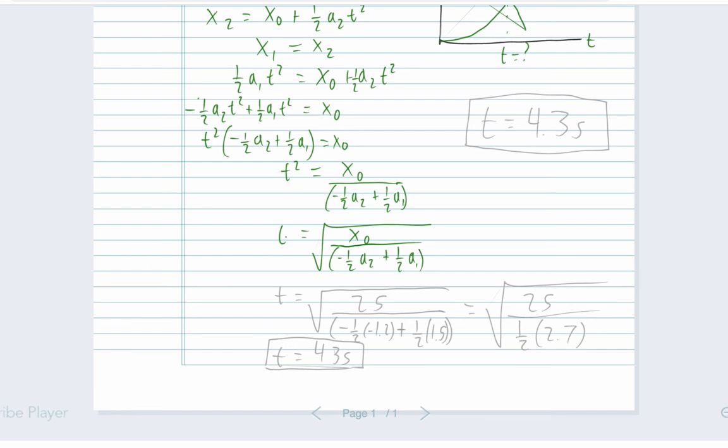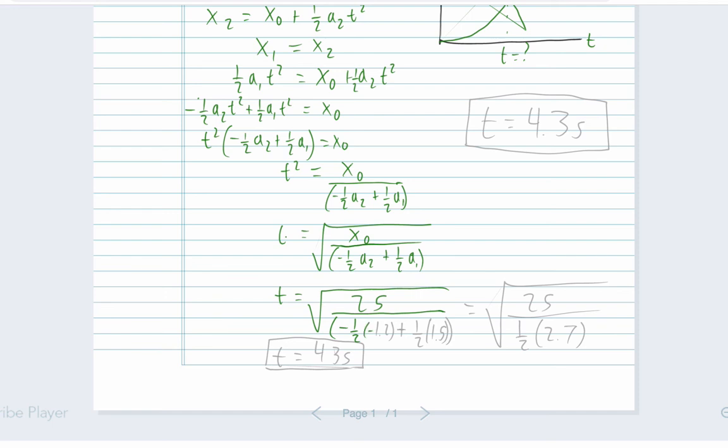Now you usually do plus or minus, but we don't worry about negative times for physics, because they don't make a lot of sense. So we're just looking at the positive square root. Now we just plug in everything we know. So t equals the square root of x naught, which was 25 meters. Now we have to be very careful with our minus signs here. We have minus 1/2 a2, but we didn't state it, but a2 really should be negative, because he's heading in the opposite direction you are.